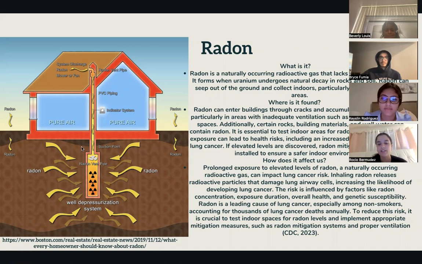So radon works kind of like, not natural selection, but I'll say it when I remember it again. So it can enter through buildings, through cracks, and accumulate in indoor spaces, particularly in areas with, again, inadequate ventilation, such as basements and crawl spaces, but it can be anything up to houses or buildings. Additionally, certain rocks, building materials, and well water can contain radon. So many things can contain it. It's not only just stored in a certain place.